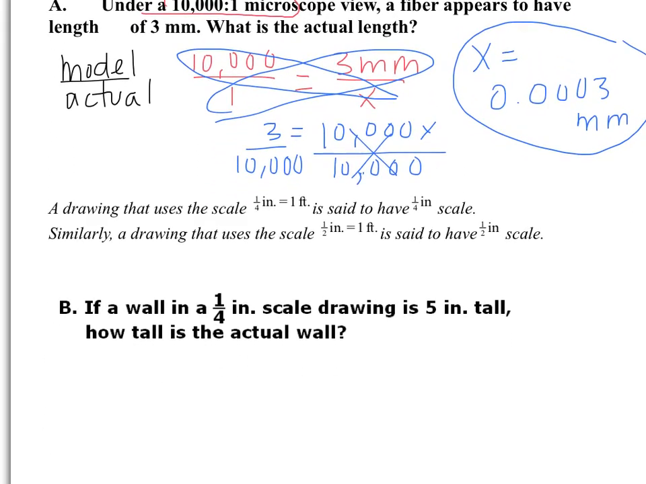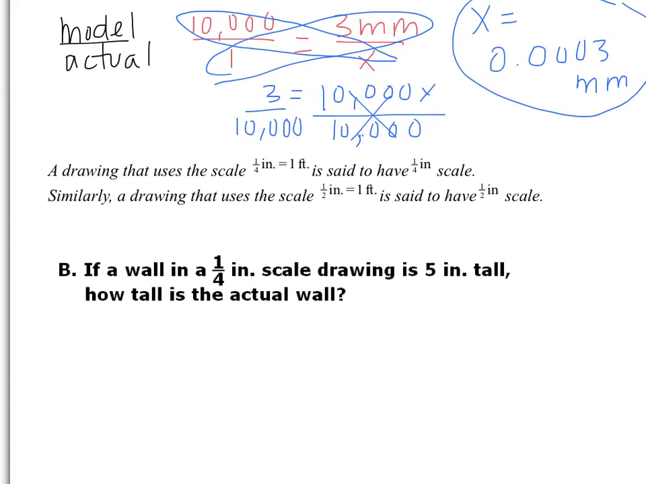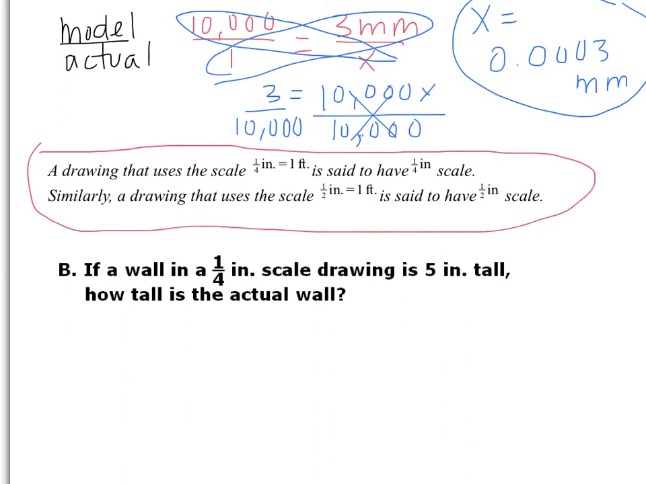Okay, a drawing that uses the scale 1/4 inch equals 1 foot is said to have 1/4 inch scale. Similarly, a drawing that uses the scale 1/2 inch to 1 foot is said to have 1/2 inch scale. Okay, so you're going to want to remember that for the next couple that we're going to do. So I'm just going to put a big circle around that.